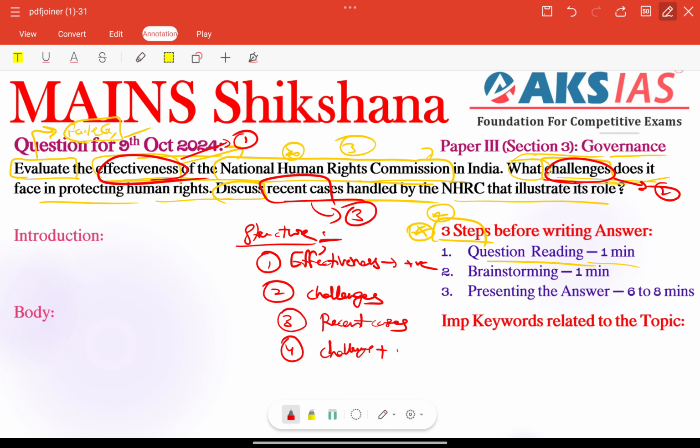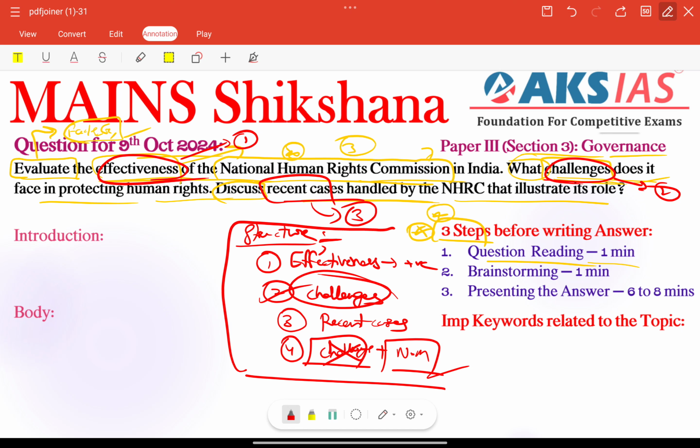Here we can give some challenges or negative points, otherwise we can end with needed measures. No need to write challenges in the recent cases part, because we are already focusing on providing challenges in the second part. So no need to provide challenges there. Finally, in the conclusion itself, we can include needed measures. This is the perfect structure.